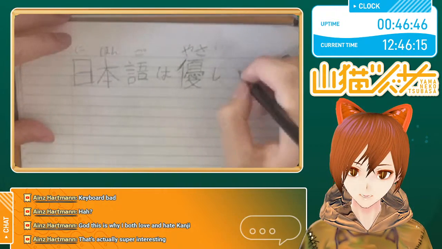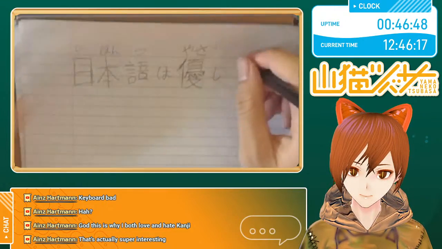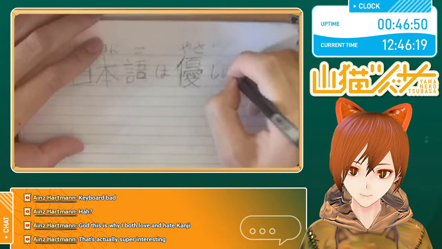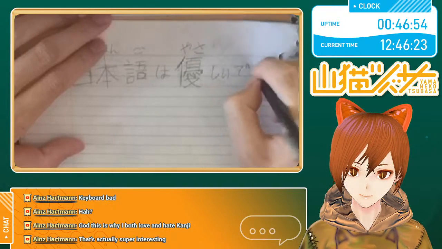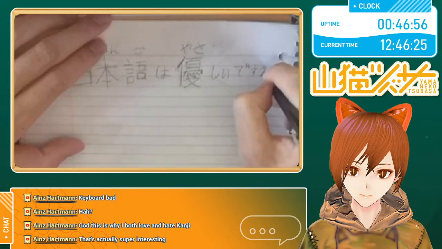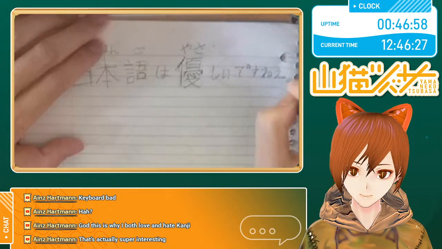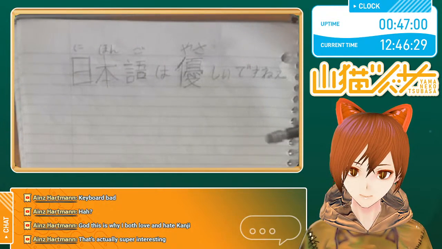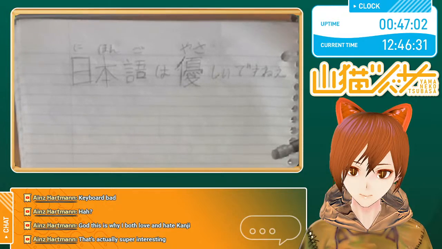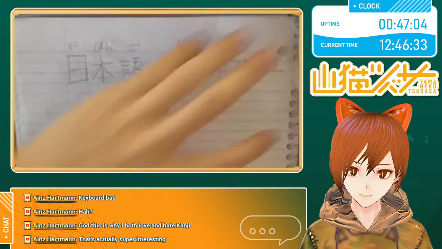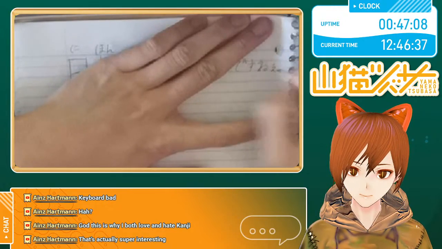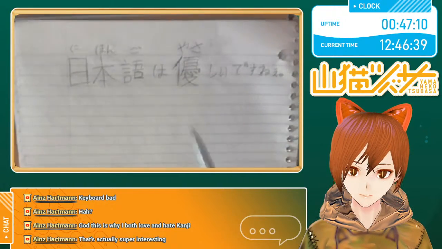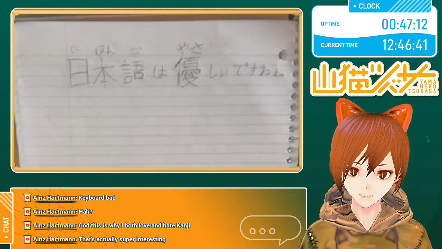Yasashi. Desu ne. Actually, it's a small e for ne, I think. Desu ne. Nihongo wa yasashii desu ne.